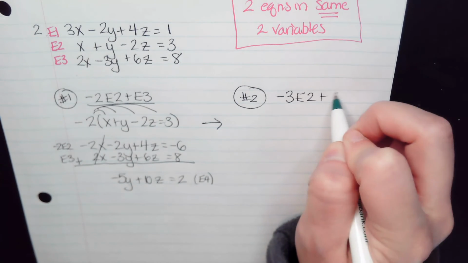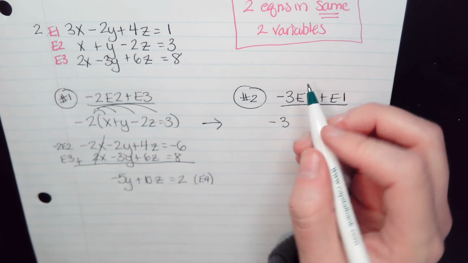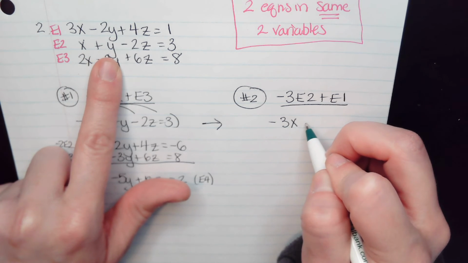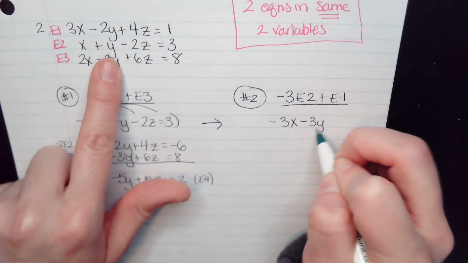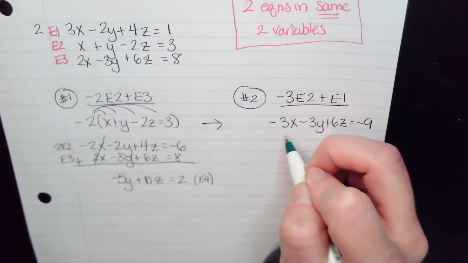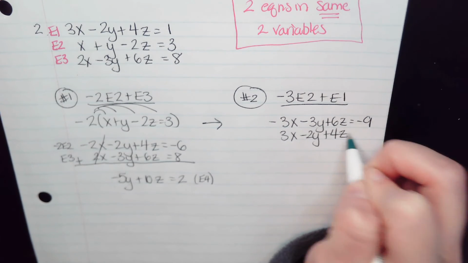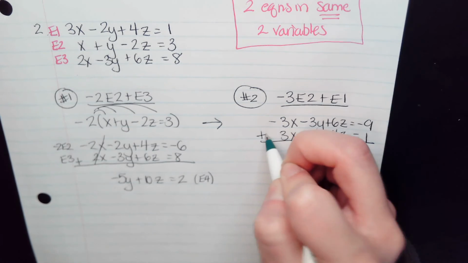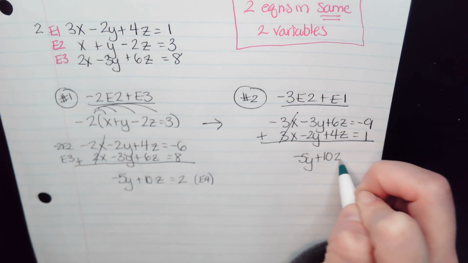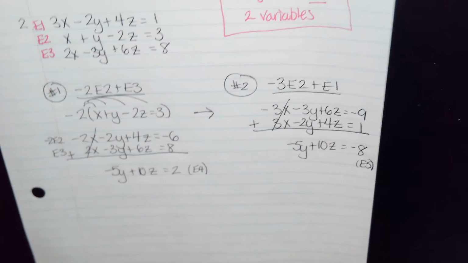So -3 times E2 plus E1. So -3, I'm just going to write it out because you guys can do that on your own or pause if you need to. -3y plus 6z equals -9. Write out my E1 underneath that, which is 3x minus 2y plus 4z equals 1. Always adding them together, we get -5y plus 10z equals -8 for our equation 5.